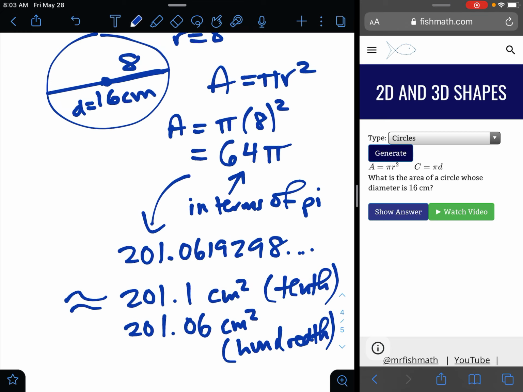So again, that's how we find the area, how we do it in terms of pi, and round it appropriately based on whatever the question was asking. We could do it either way, tenths place or to the nearest hundredths.